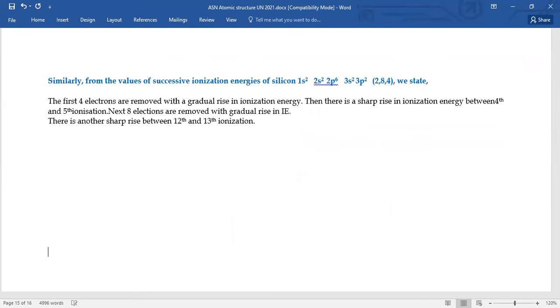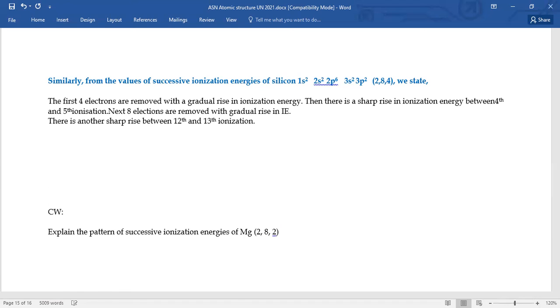Now look at this. Now answer a question, and this is the last question. This is the last classwork. Explain the pattern of successive ionization energy of this element, magnesium. This is the electron configuration: 2, 8, and 2.